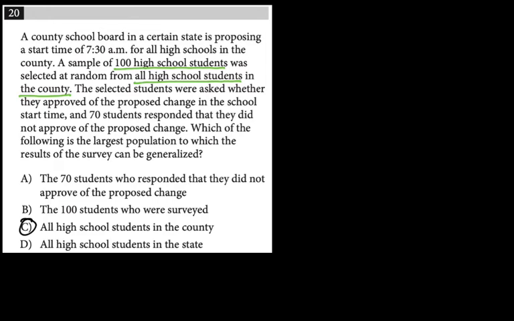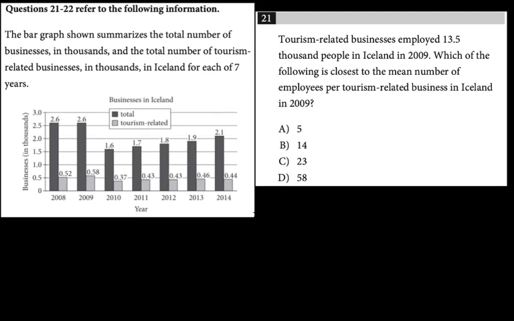All right, let's take a look at the next question. So questions 21 and 22 refer to the following information. The bar graph shown summarizes the total number of businesses in thousands and the total number of tourism-related businesses, also in thousands, in Iceland for each of 7 years. What an interesting piece of data. All right, let's see. So question 21 says, tourism-related businesses employed 13.5 thousand people in Iceland in 2009.